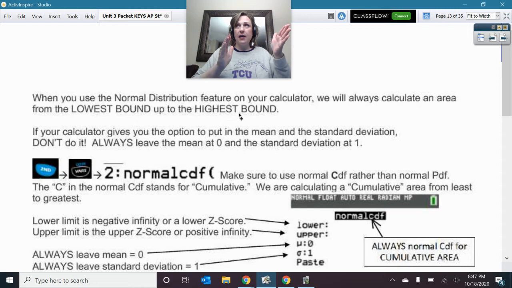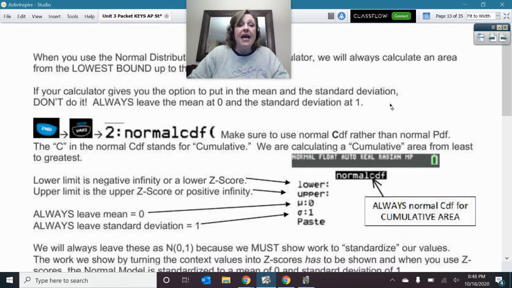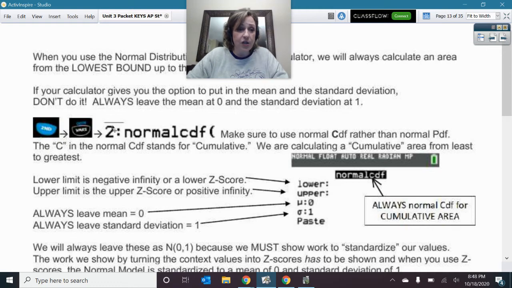So we're going to be calculating. We have to tell the calculator the low end of our area up to the high end of the area, and then it will use that function and calculate that area in that section. Now, here is where we have this located, and then I'll talk about this statement here. We're going to do second vars, and then we're going to do normal CDF, which is the second item.